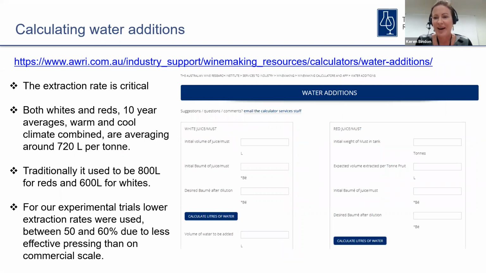We made use of our own calculator here at the AWRI, so I've just provided a link there for anyone that is not aware of it. And the key in this, and I think we found we had a few glitches where we didn't quite get the calculations right, it's understanding that extraction rate.